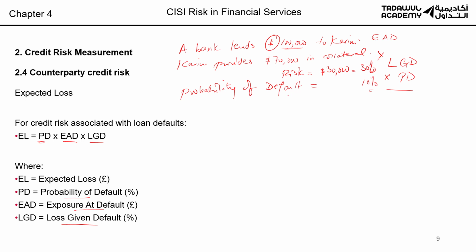So it's $100,000 times 30% times 10%. How much does the bank expect to lose? $100,000 times 30%, so that's $30,000 times 10%. So the bank expects to lose $3,000. This is the expected loss.